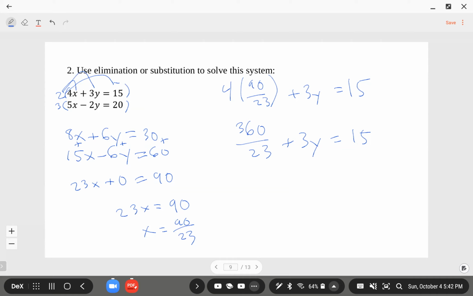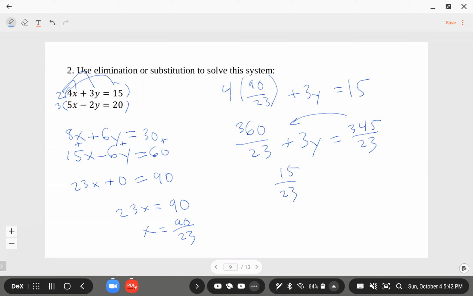Let me get my calculator out. So 15 is equal to 345 divided by 23. And then we just move it to here, and we get 15 over 23.